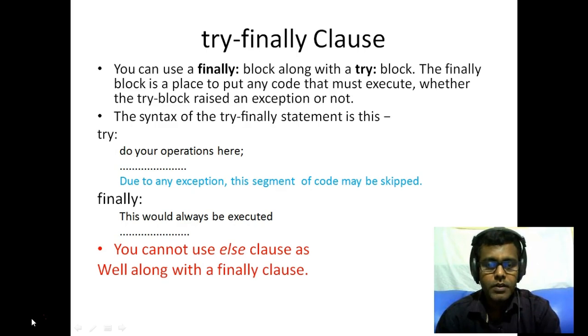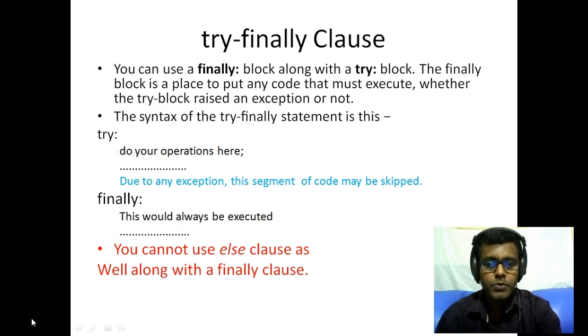At last we have the try finally clause. This finally clause will be executed irrespective of whether an exception is present or not. That is, you have a try block with a set of statements to be executed, and whenever there is an exception or whenever there is no exception, irrespective of that, the statements in the finally block get executed.